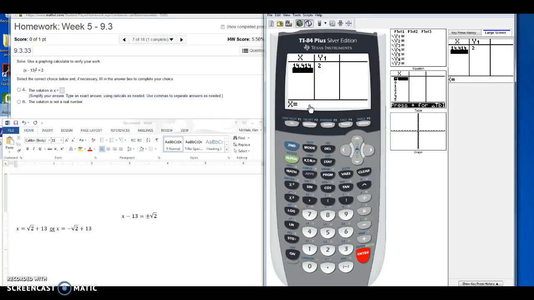And I also want to try the negative. Oops, negative. I better use this button right here. Negative square root of 2 plus 13. Enter, and I get 2. So I have verified both of my solutions using the graphing calculator.